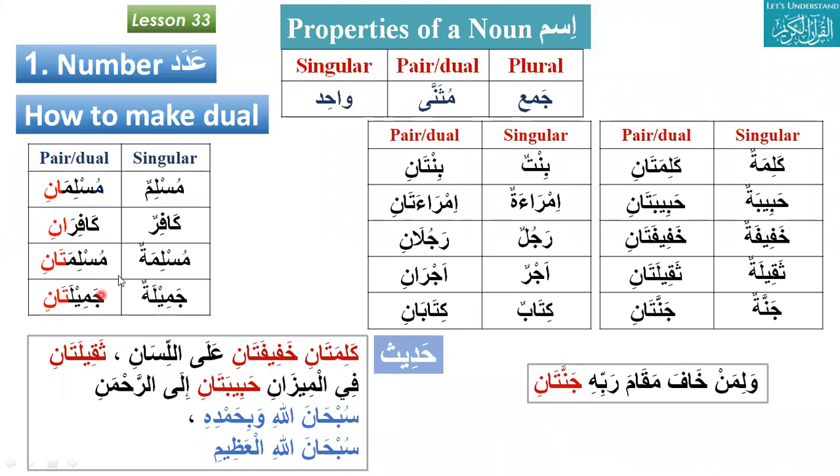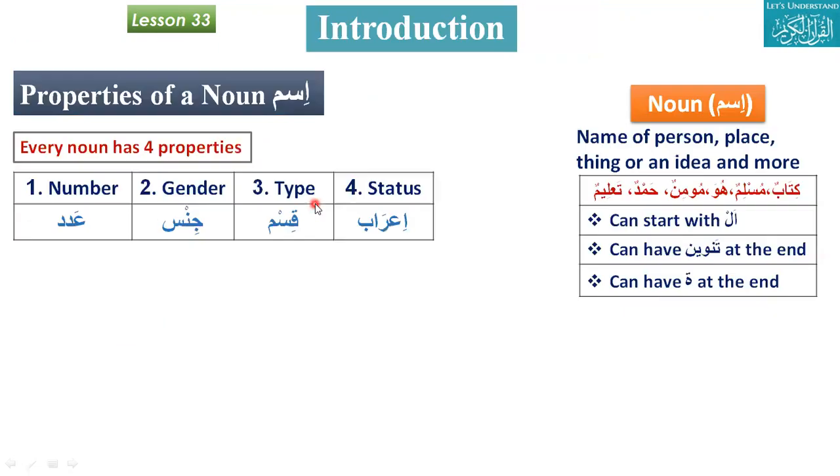So what are the properties of an ism? Number, gender, type, status. Go in order so that you will remember it. In Arabic: adad, jins, qism, i'rab.